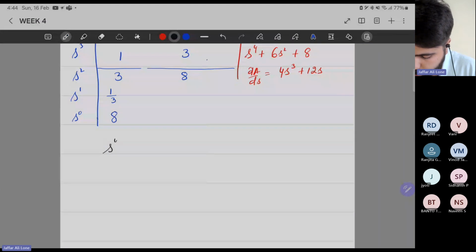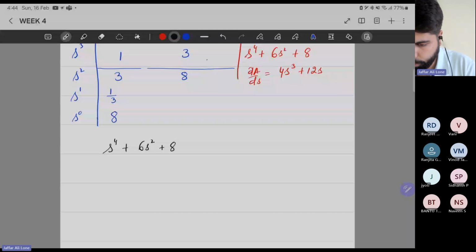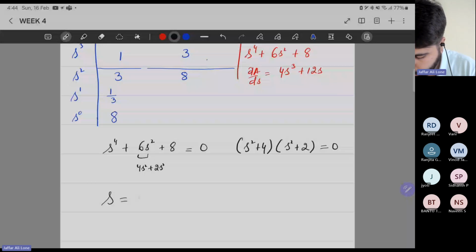My auxiliary equation is S4 plus 6s squared plus 8. Correct? So it's very easy. How you can break it? You can write it as 4s squared plus 2s squared. Then if you simplify it, you will get s squared plus 4 into s squared plus 2 is equal to 0. So what are the poles? The poles are s is equal to plus minus j root 2 comma s is equal to plus minus j2.